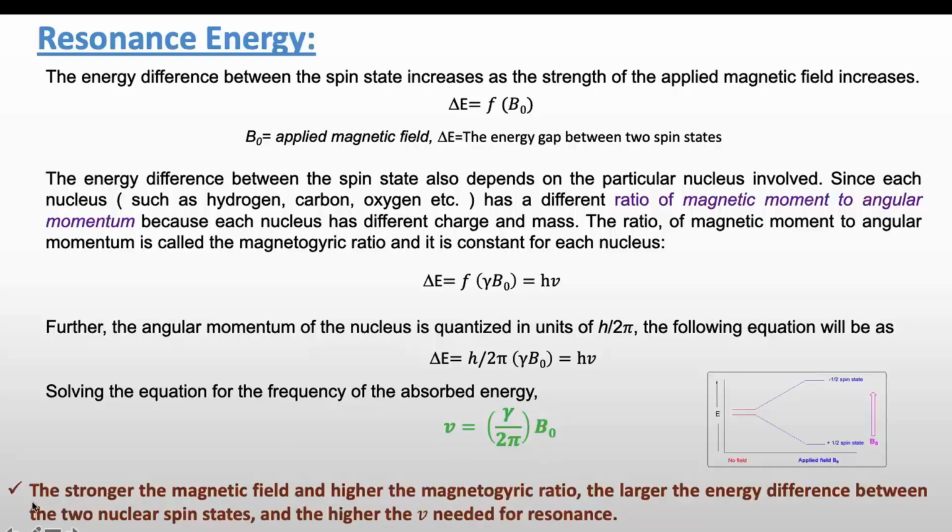So in other words, the stronger the magnetic field and the higher the magnetogyric ratio, the larger the energy difference between these two spin states, and the higher the energy required for the resonance between plus 1/2 and minus 1/2 spin states.